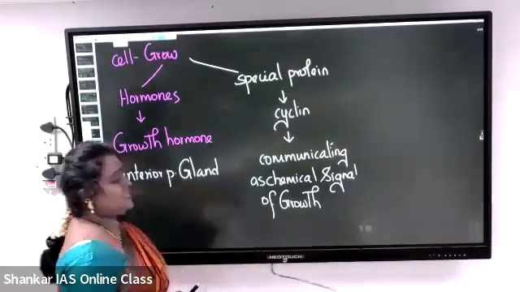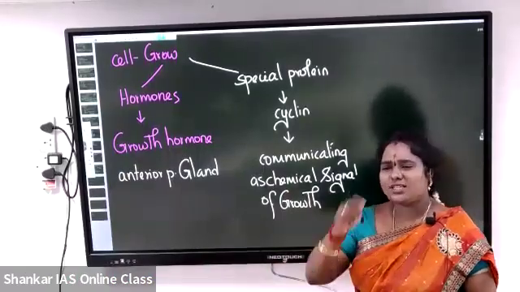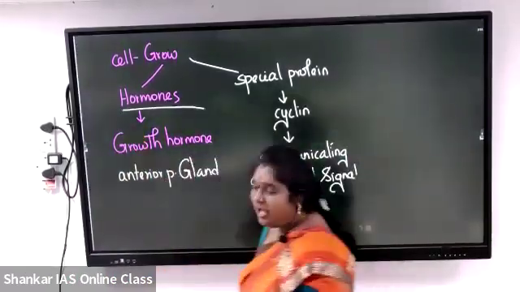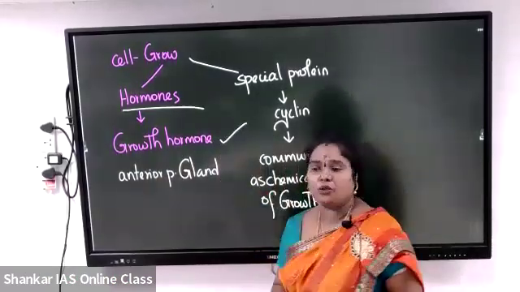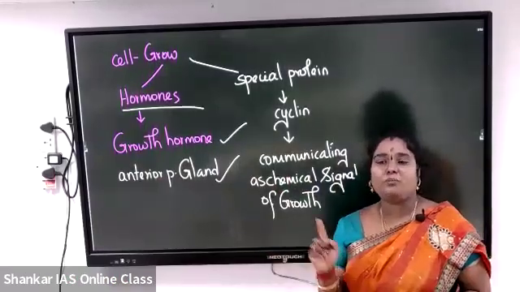So, as I say, cells grow, there is a process called cell growth. How does the growth exactly occur? It occurs because of a hormone, and that hormone we call the growth hormone, and this growth hormone is produced from the anterior pituitary gland.